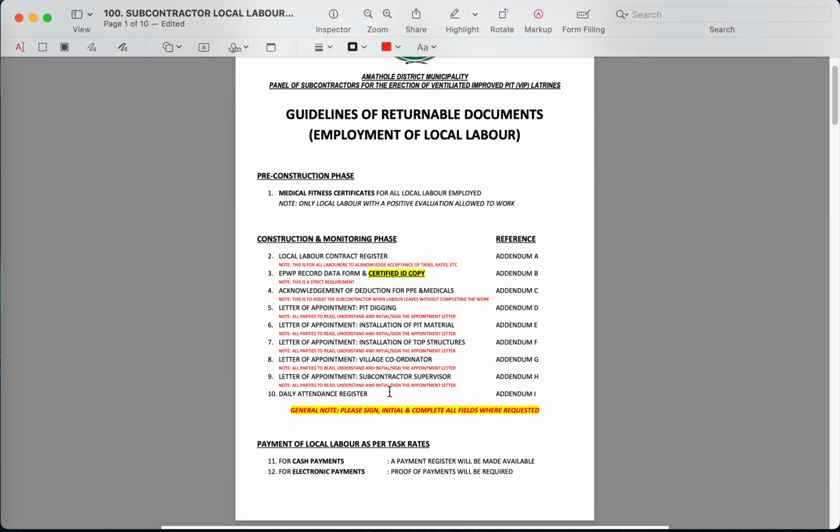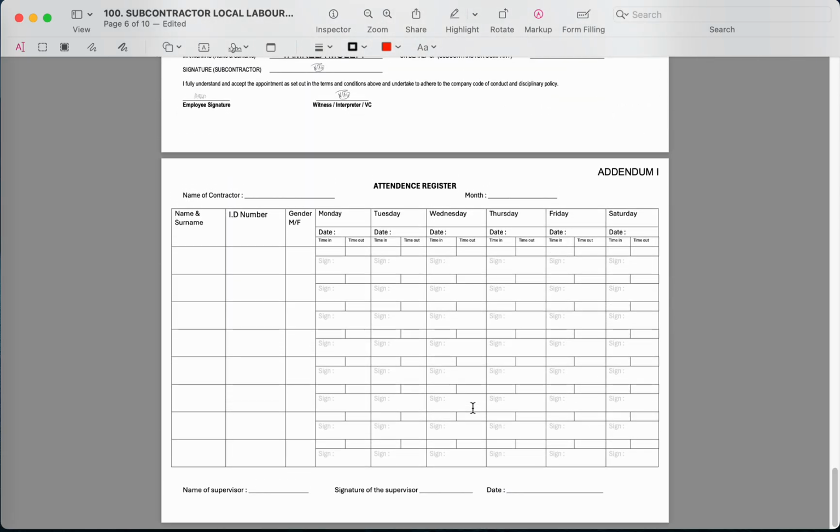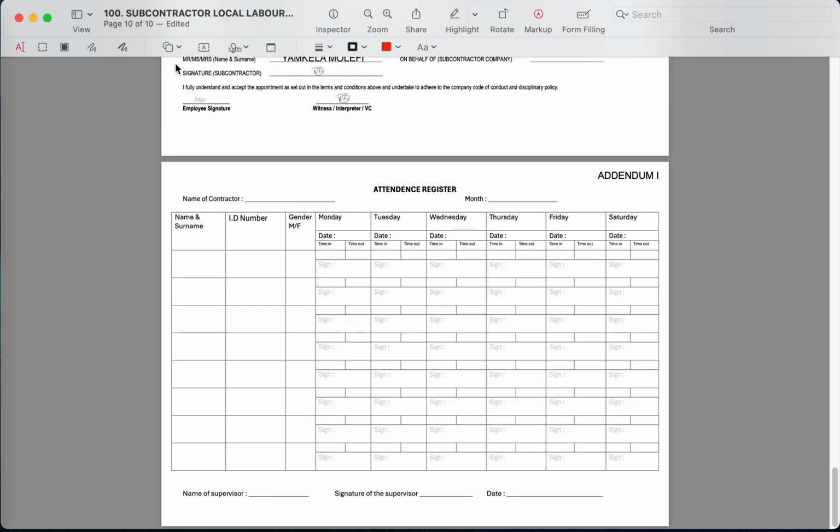We're still going back to reference. Ensure that we are referencing to understand what we are doing. The daily register, which is number 10 now, which is addendum I, we keep it for ourselves as a contractor. This will be the so-called attendance register daily, in terms of who is on site at what time, what time they are clocking in, what time they are clocking out. You keep this for yourself.